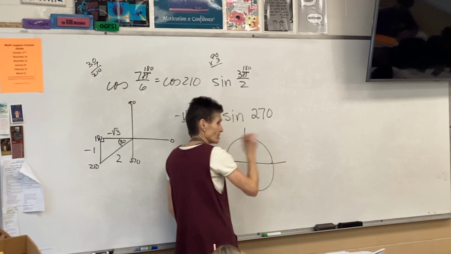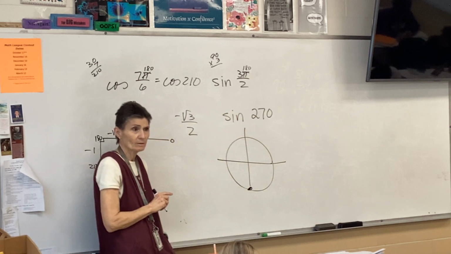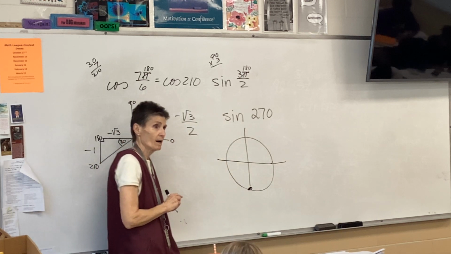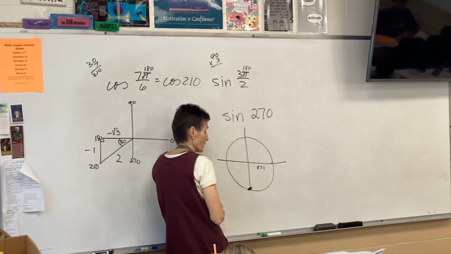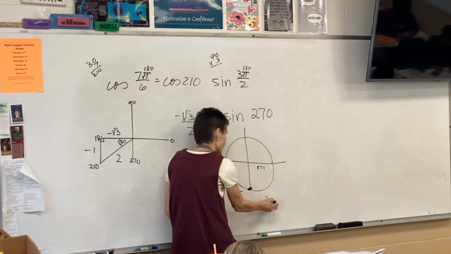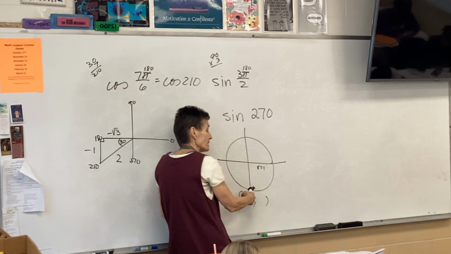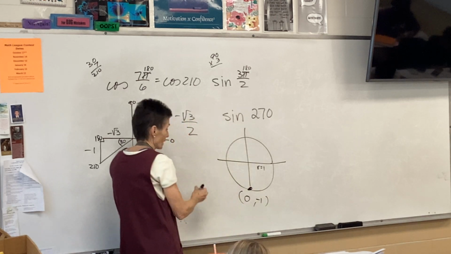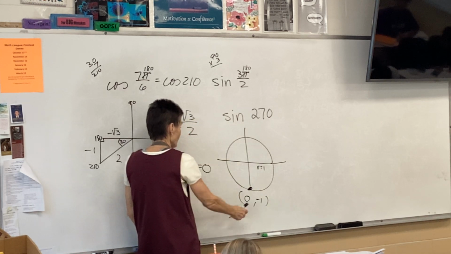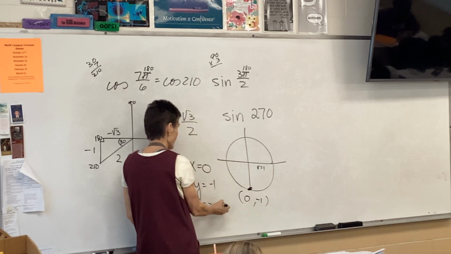So why did I draw a circle? Because that's what I do when my angle is on the line. I let the radius be 1, and then I figure out what that point is. If the radius is 1, what's that point straight down? 0, -1. 0, -1, perfect. So x is 0, that's x. Y is -1, and r is 1.